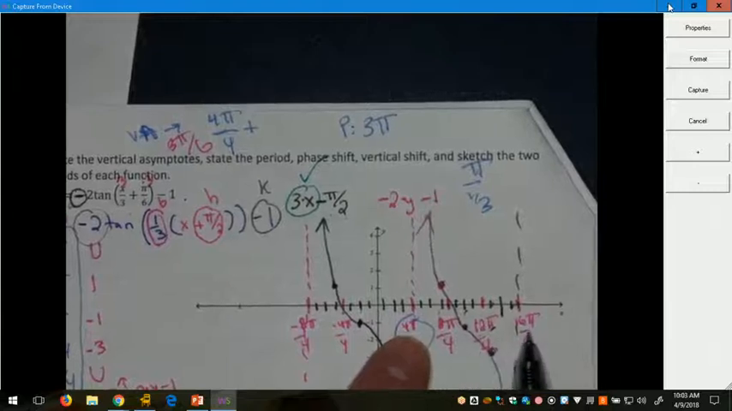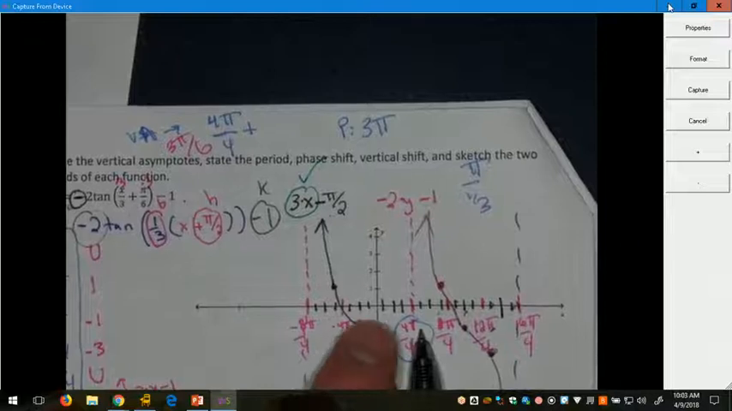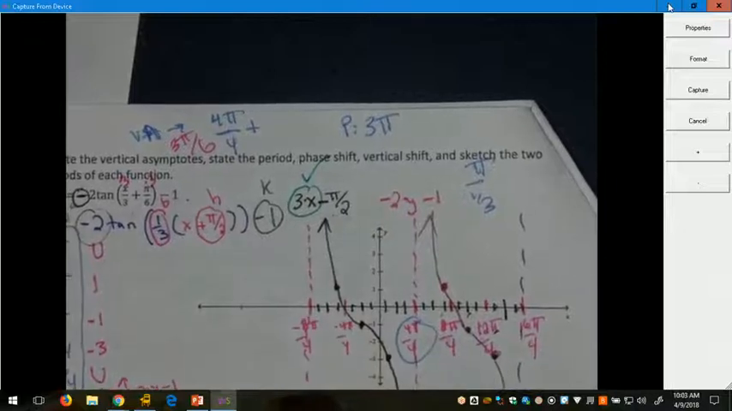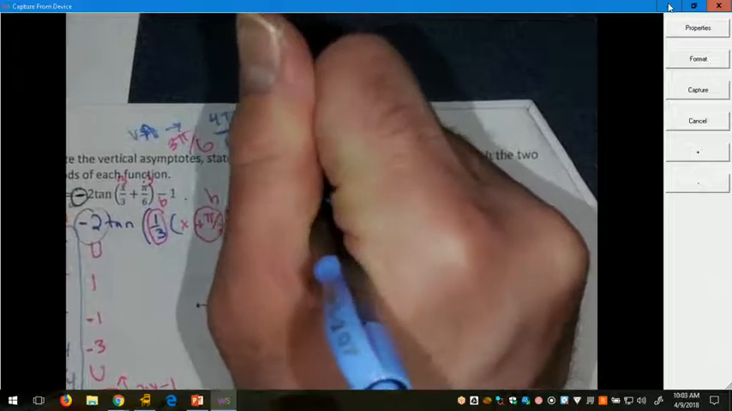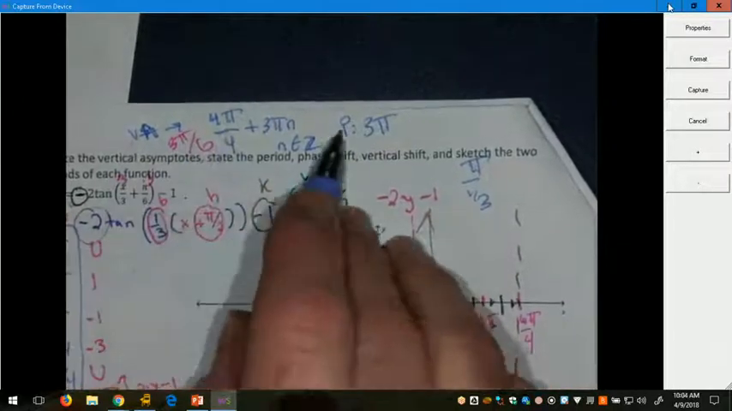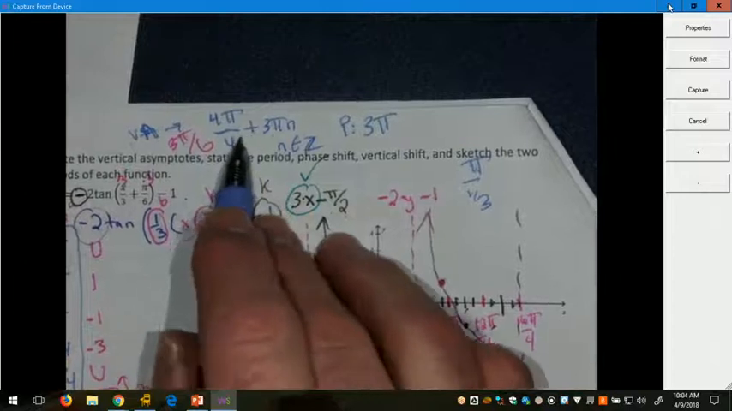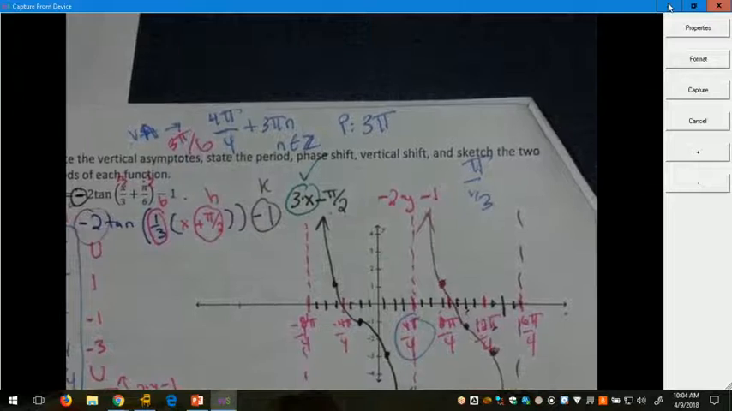So 1 pi, 2 pi, 3 pi units later, it repeats. So this is plus 3 pi n, where n is an element of the integers. That's where all vertical asymptotes will be located. Starting at pi, going 3 pi in a positive direction or negative direction will give you the next ones.